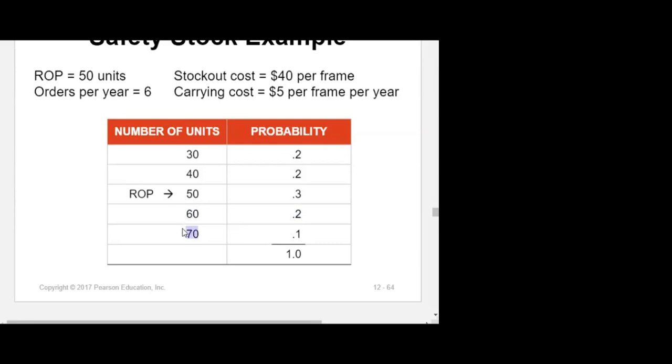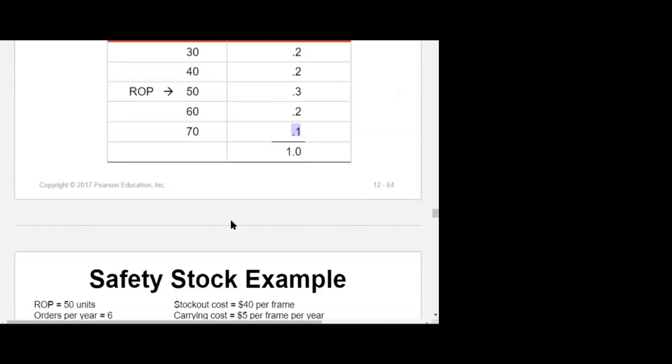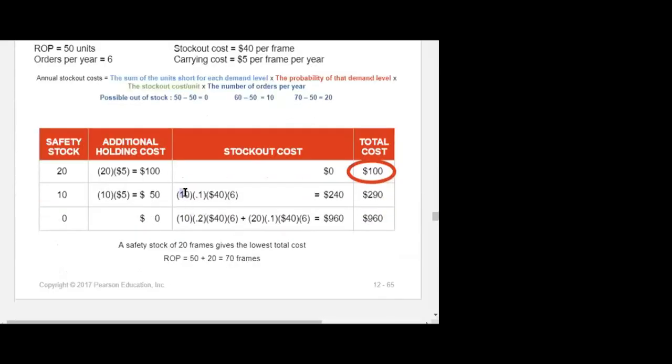How many more are you short? 10 items. What's the probability of it? 10%. 10 items, 10%, right? But you are buying additional 10 items. There's a cost to it. What's the cost of it? 10 additional items times $5 of holding cost. What's the total? $50. Plus the stocking out cost, $290.